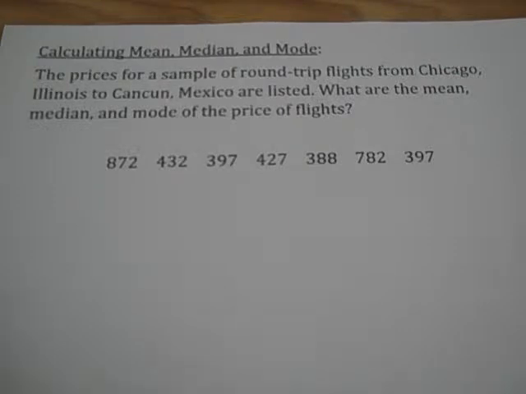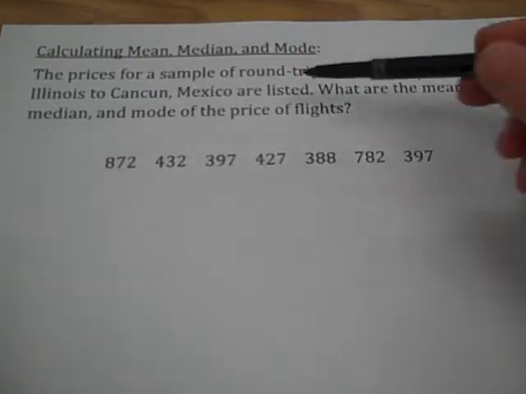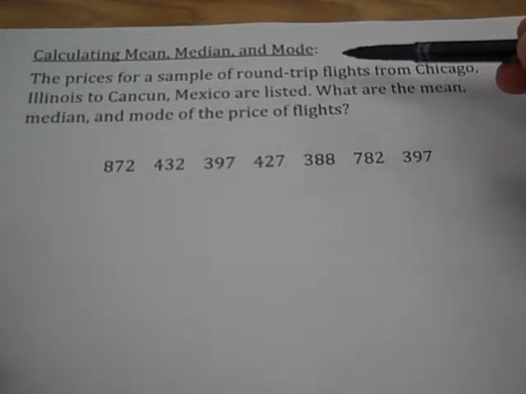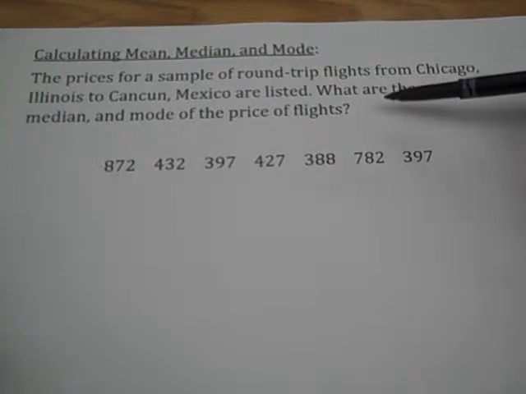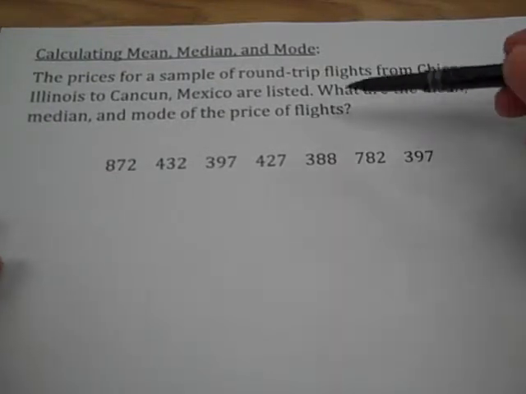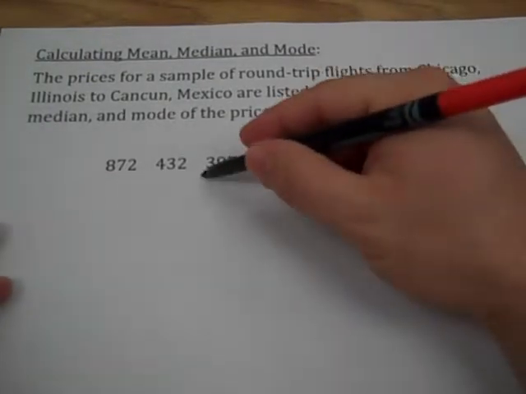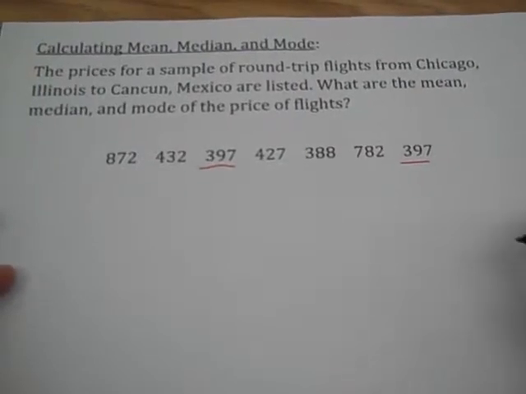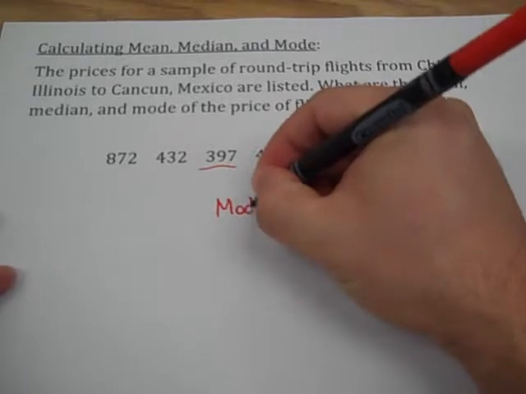In order to find the mode, we have to actually look at the data and figure out which number occurs the most. So we can do that first. In this data, the price for a round-trip flight from Chicago to Mexico that occurs the most is 397. So 397 would be our mode here, so we can document that.